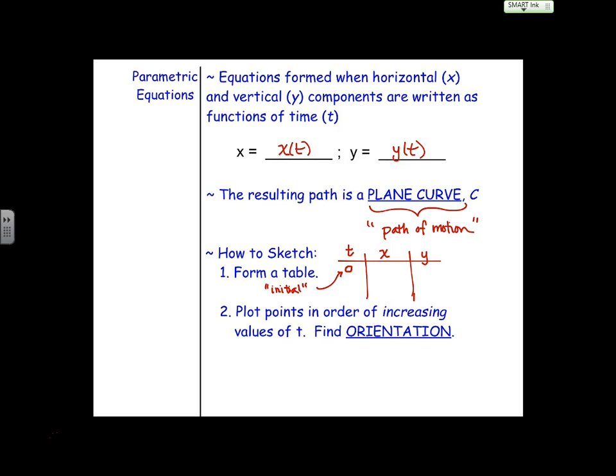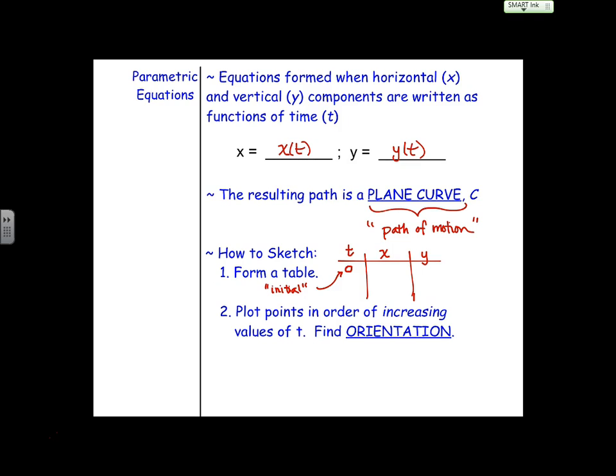That will find the initial position. So when t equals 0 at the beginning, that would be the initial position. And then we might be able to plug in t is 1 and 2 and 3, or t is 5 and 10 and 15, or t is 20 and 40 and 60. Depends on, I don't know, how much time is passing in the model that you're working with.